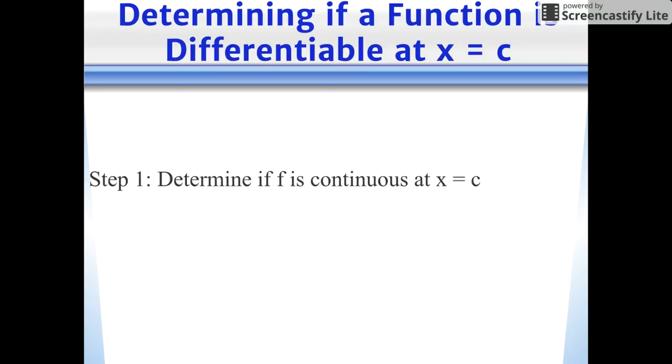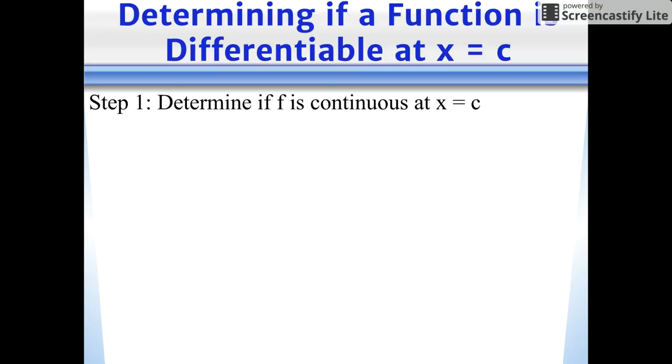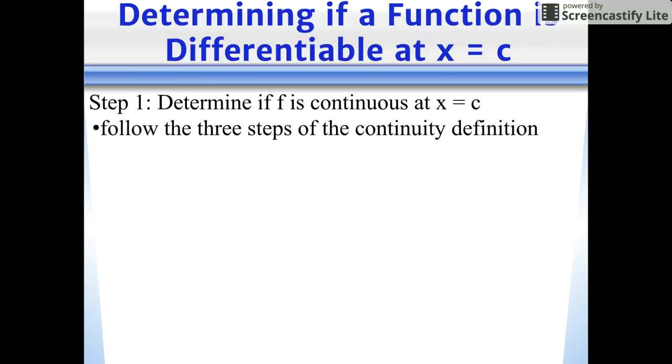The steps to determining if a function is differentiable at a point: the first thing you have to know is if it's continuous. That means going through the 3 steps of continuity. Does it have a y value? Does it have a limit? And does the y value equal the limit?